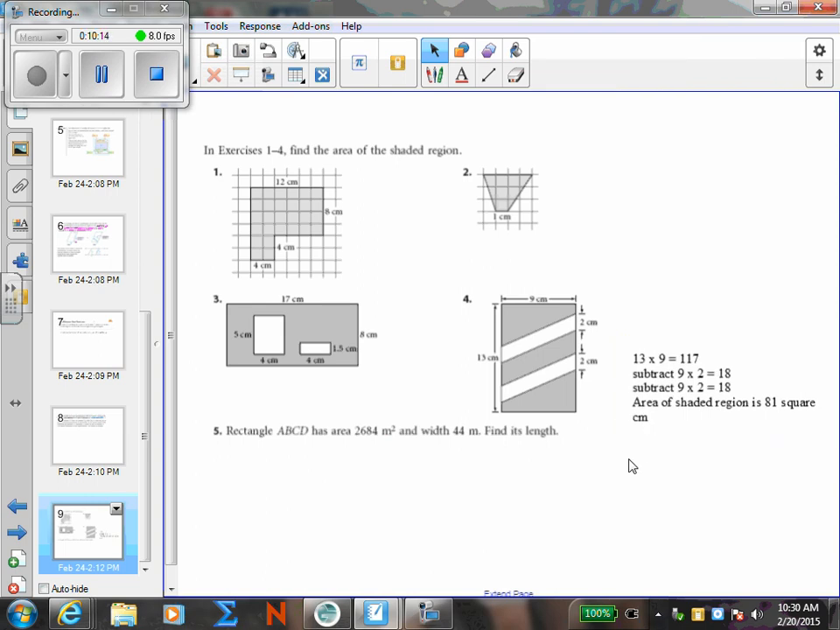Okay, so this is your first lesson of Chapter 8. Again, you're going to have many formulas, so make sure that you go ahead and start memorizing them. See you in class.